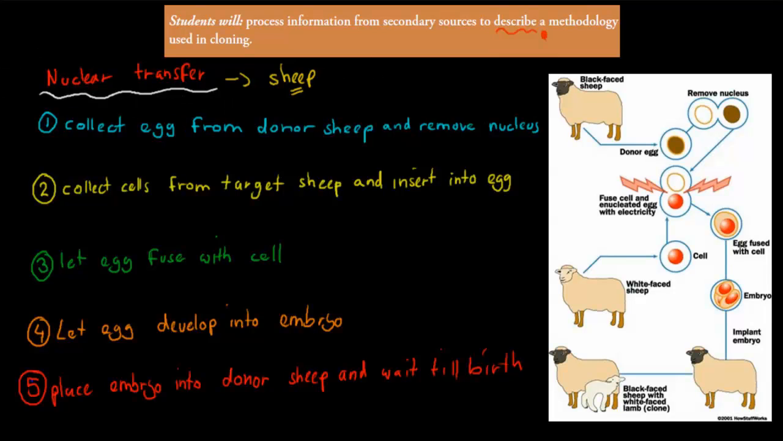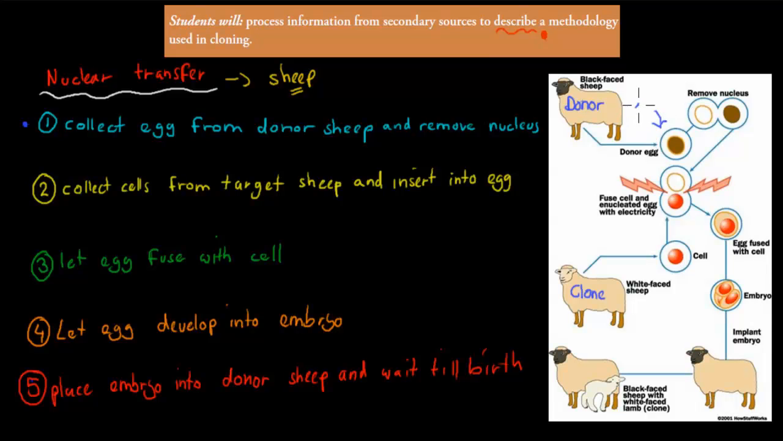So the first step is to collect eggs from donor sheep and remove the nucleus. Here we have our donor sheep, and this donor sheep is not the one that we actually want to clone. This is the one that we want to clone. But what we do is we grab her eggs.